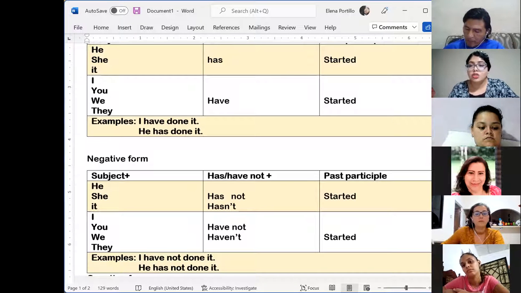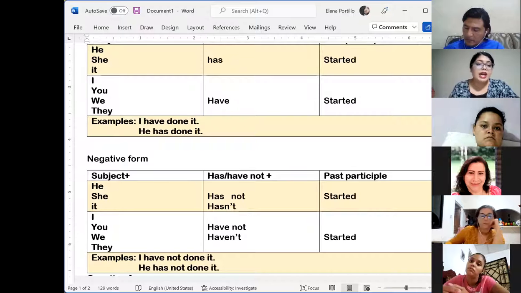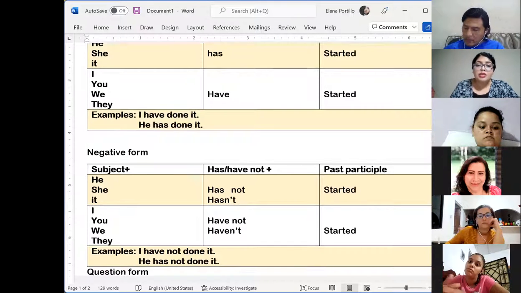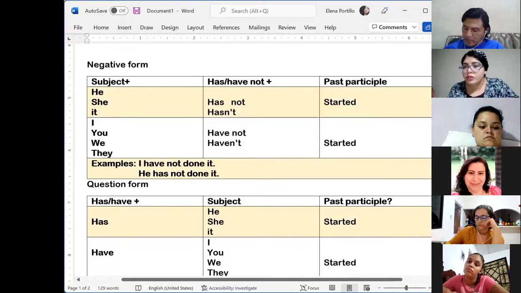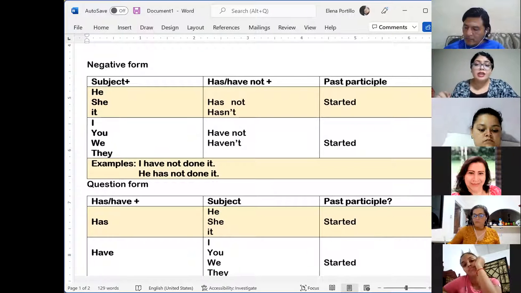That is the same sentence, just we are going to add the not to let them know or let people know that we are using the negative form, but it's the same sentence, just adding some negative statements or negative words to make a negative sentence. Then we have the question form that is also almost the same, but changing the places. In this case, we have the has and have at the beginning, then we have the subject, and at the end, we have the past participle with the question mark that is very important to remember.